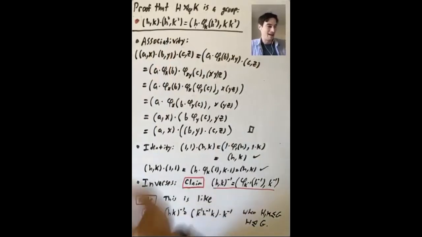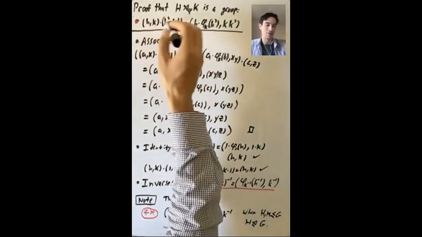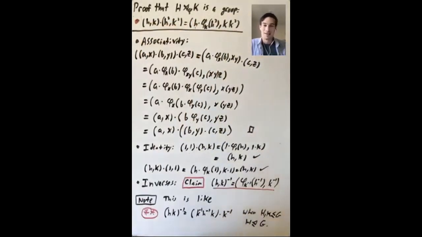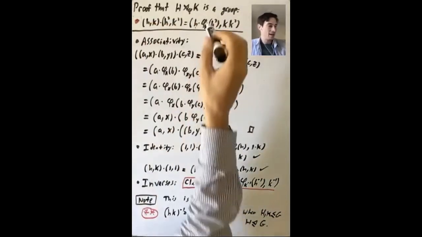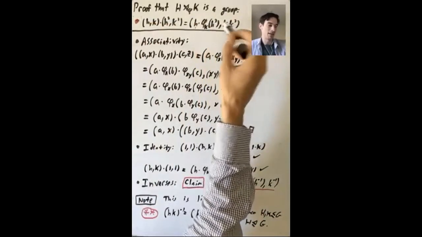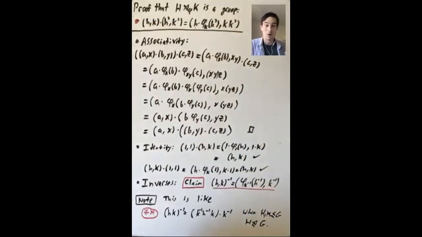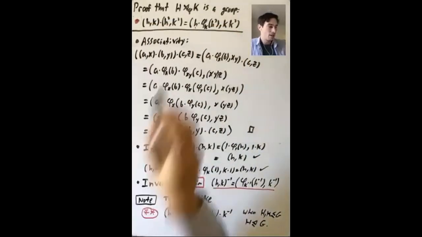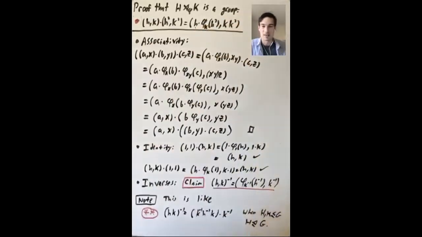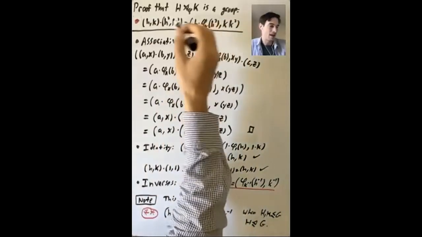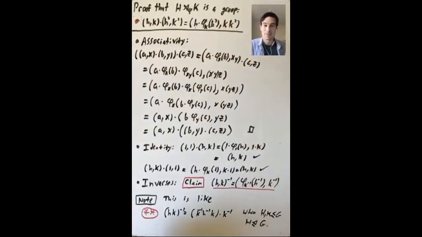Well, this operation really does take two things of the form (something in H, something in K) to something in H, something in K, because we know phi_k is an automorphism of H, so phi_k(h') is definitely something in H. So okay, this operation is well defined.